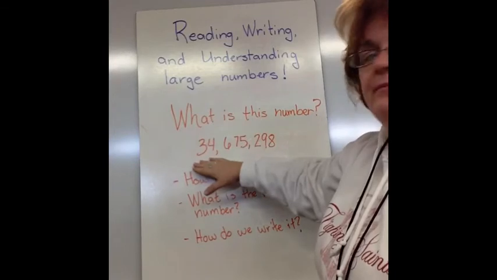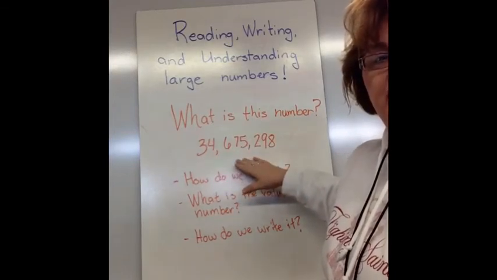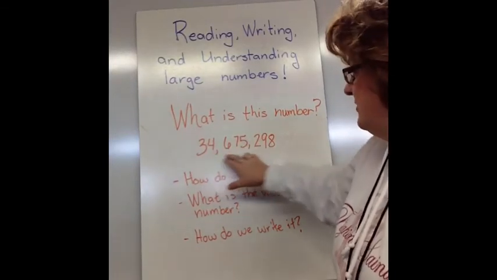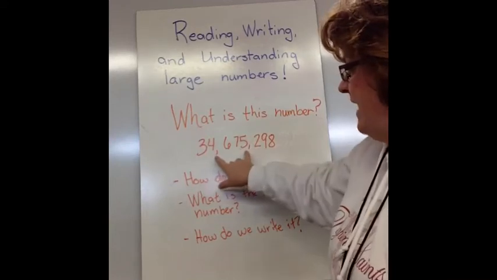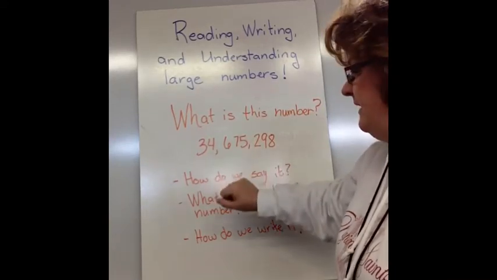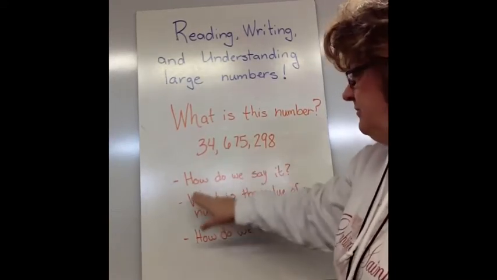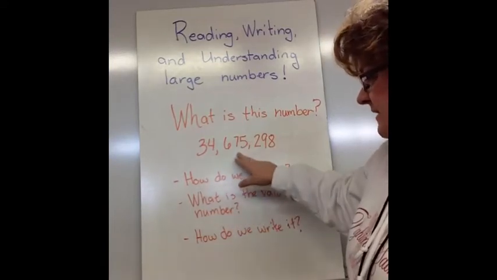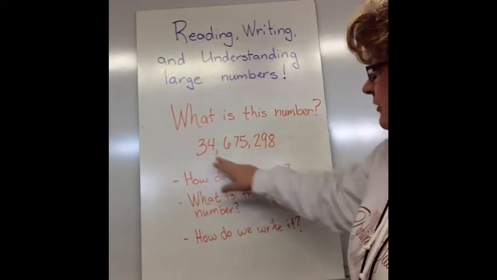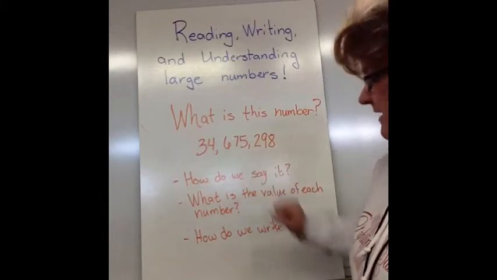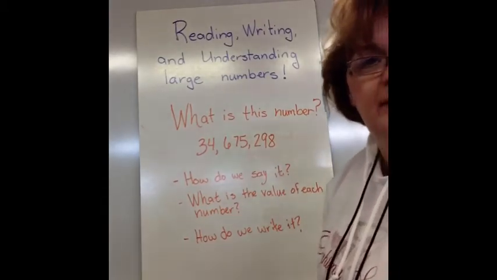Okay? For example, here's a large number. You can see there's several numbers and there's a few commas in there. We're going to talk about what those commas mean. At the end of this lesson, you should be able to know how we say this number, what is the value of every one of these numbers within that number, and how do we write that number.